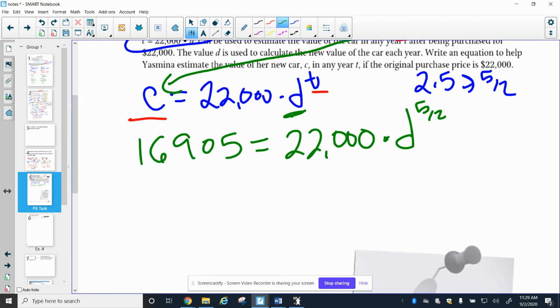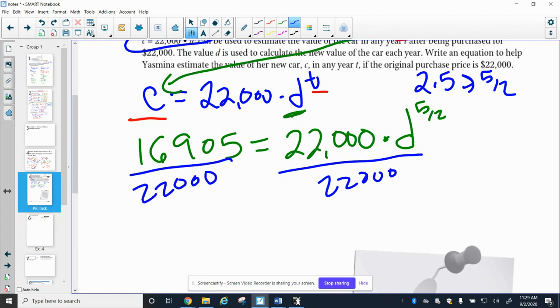Well, hopefully we're seeing now, this is just like the problems from the previous page. It's just a solving problem. Okay, so we're trying to get D by itself. So first we get rid of this 22,000. So we divide both sides by 22,000. So we do 16,905 divided by 22,000. We're going to round to a lot of places here intentionally because we don't want to round by a lot in the middle of the problem. Okay, so I'm going to round it to 4 places. 0.7684 equals, so the 22,000s are gone, D to the 5 over 2 power.